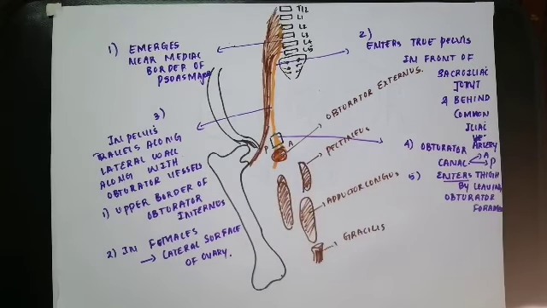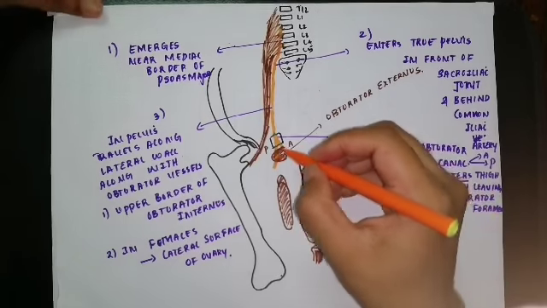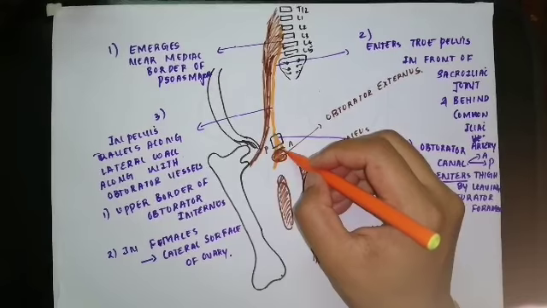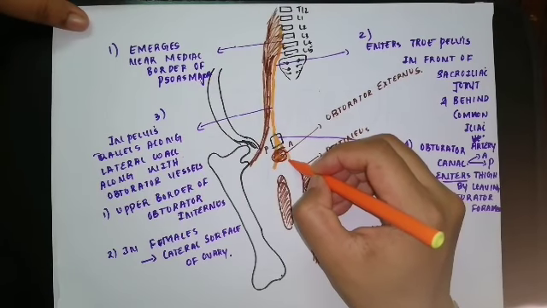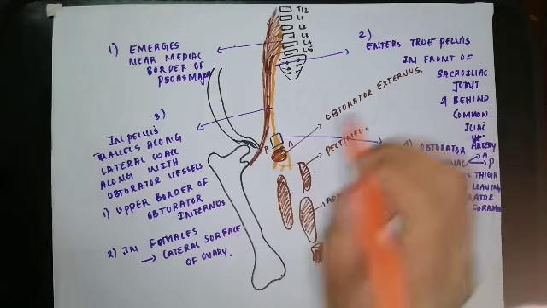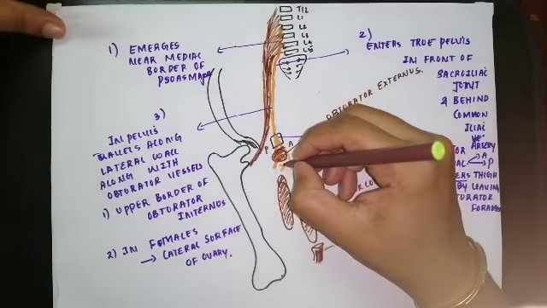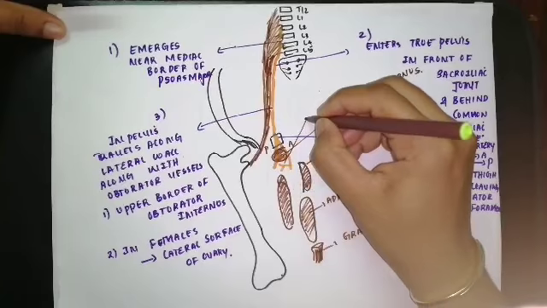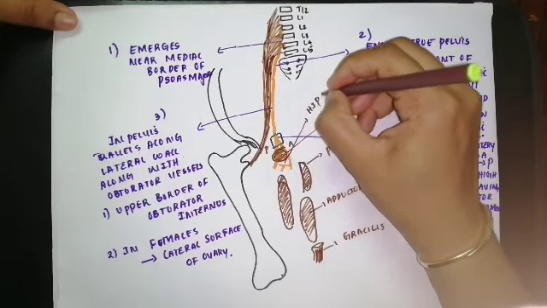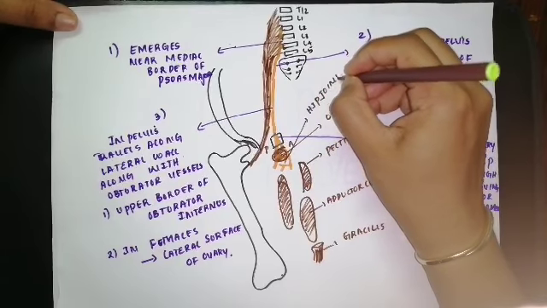Now what happens to the anterior division of the obturator nerve? The anterior division of the obturator nerve is passing in front of the obturator externus muscle. Now it gives an articular branch to the hip joint. So anterior division of obturator nerve is supplying the hip joint through an articular branch.